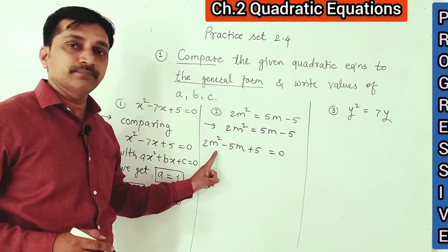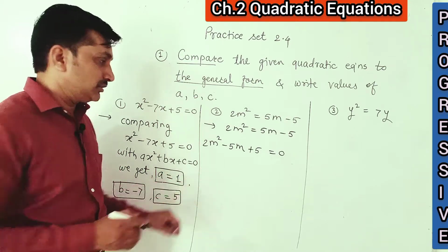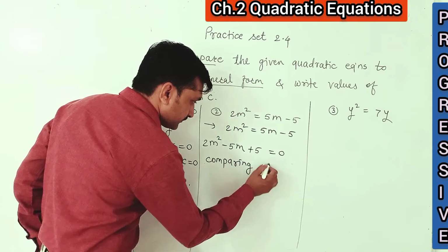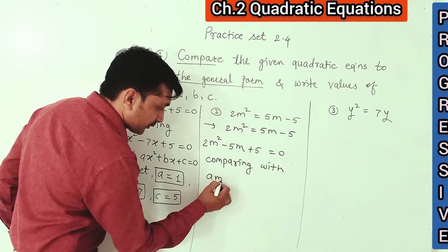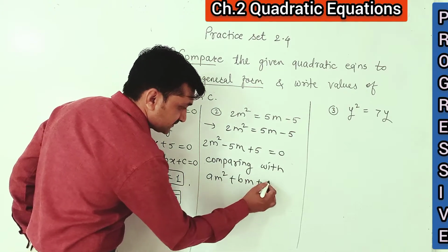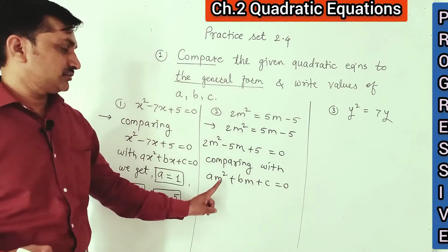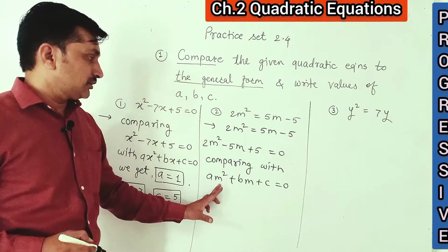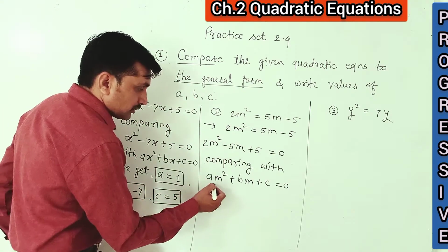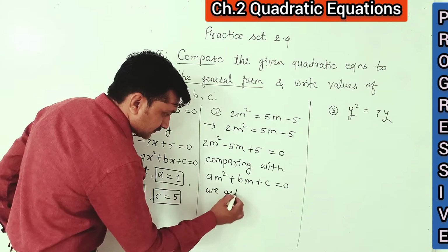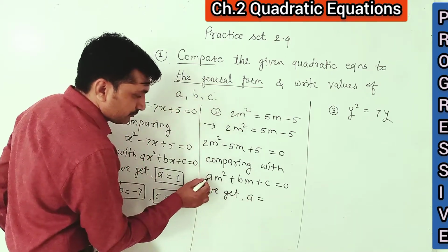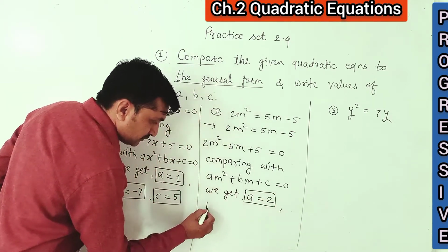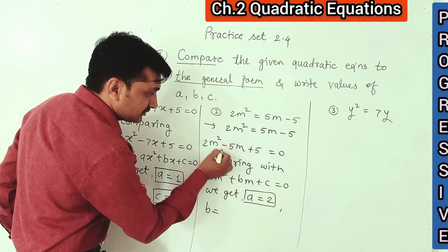What is the variable here? m. Therefore, comparing with the standard form, am square plus bm plus c is equal to 0. Only the variable will change; a, b, c don't change. They are real numbers, because here the variable is m. Now what do we get? We get a is equal to 2, the coefficient of m square. b is the coefficient of m with sign, minus 5.